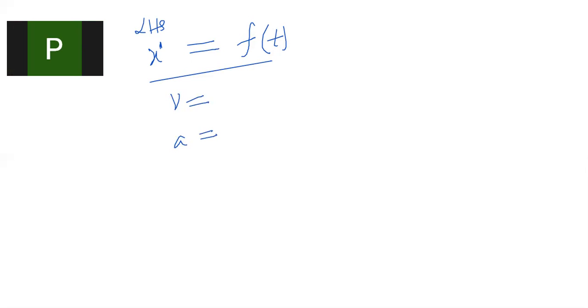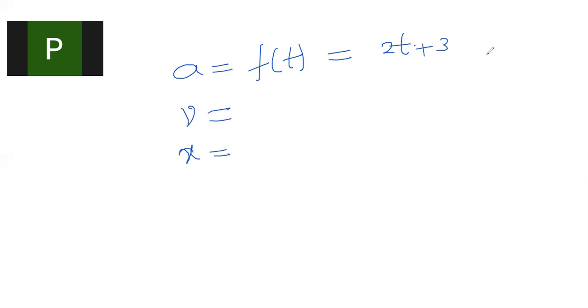Now the reverse thing I will tell you: where to use integration. You could be given acceleration as a function of time. For example, I gave acceleration as 2t plus 3. Then I ask you to find out the velocity and displacement. Then you have to do integration. What is velocity? It is the integral of acceleration dt.